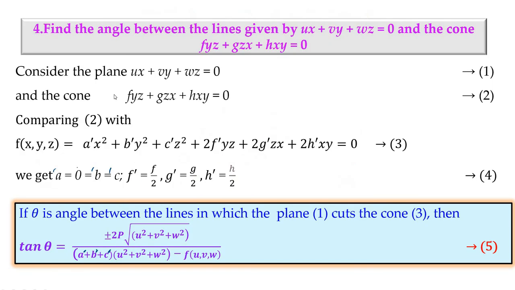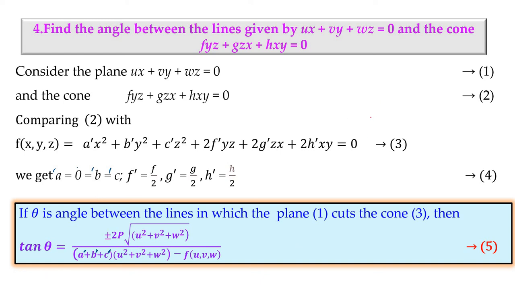The next one, we find the angle between the lines given by ux plus vy plus wz equal to 0 and the cone. See, for the general cone, we know the angle between the lines. So this is known to us already. Right, we will start like this. Consider the plane. The given plane is this. The cone is given by this.